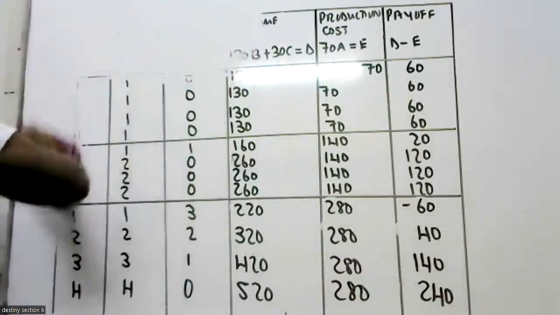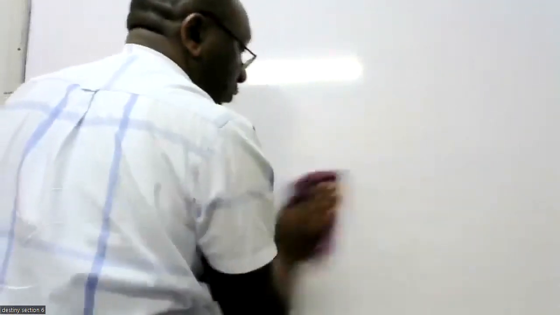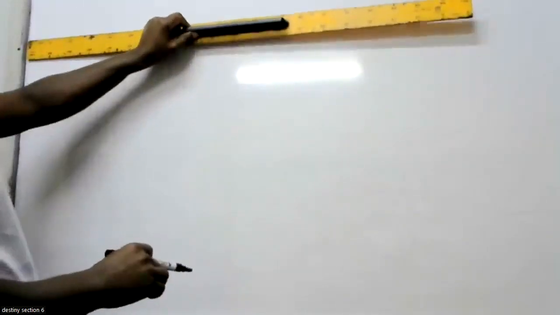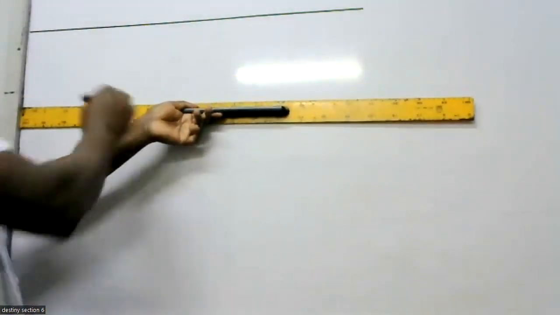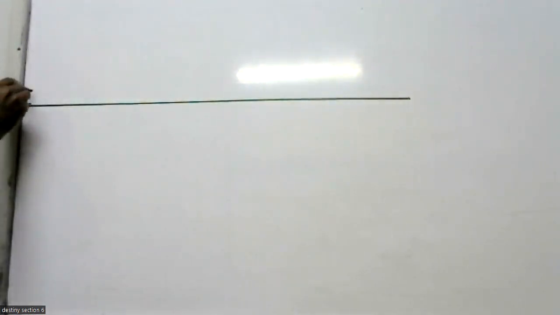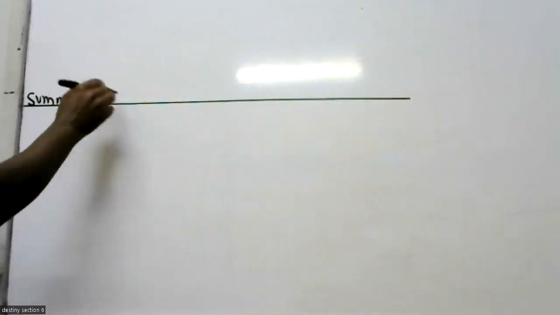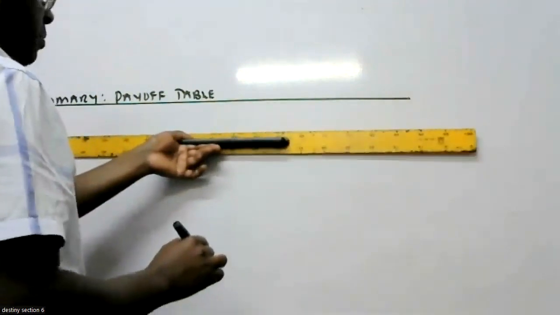Now, from there, the next thing is to prepare the summary. In this summary, when you are in a single stage decision, the summary is called a payoff table. And this payoff table has this design.